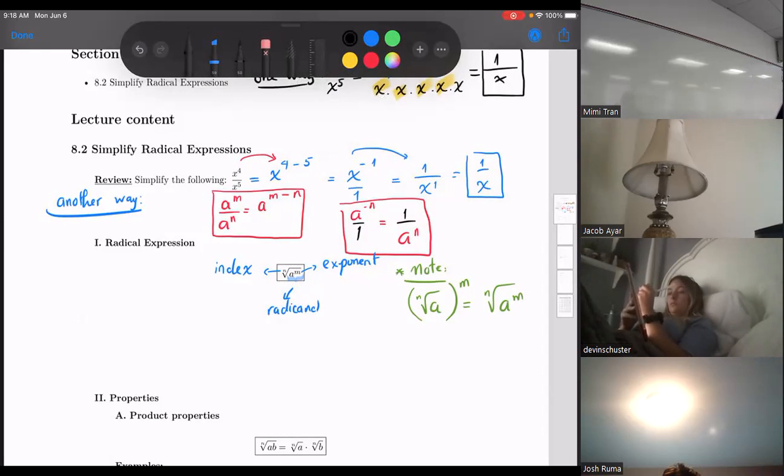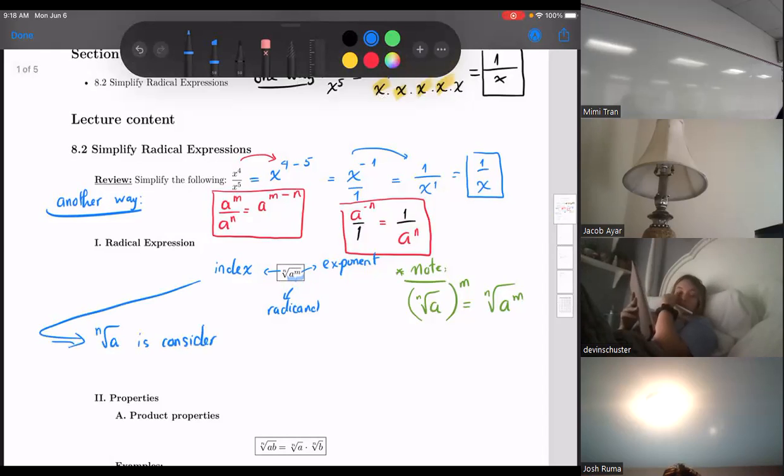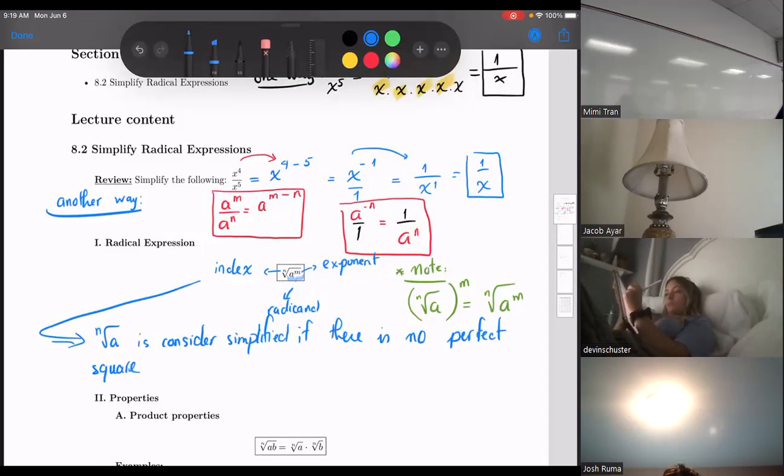Okay, now another note about this is that the n root of a is considered simplified if there is no perfect square factor in a. Let me highlight what I just said. No perfect square factor. What does that mean? What is a perfect square factor?